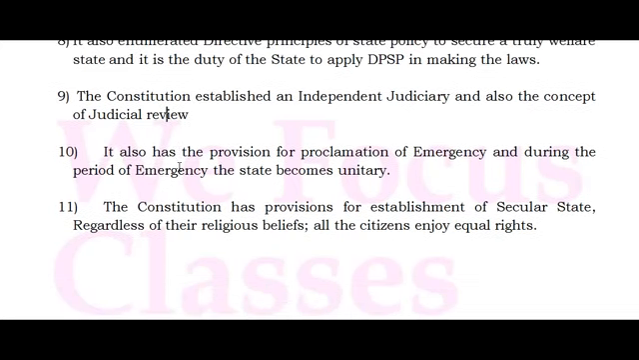It also has the provision for proclamation of an emergency, and during the period of emergency the state becomes unitary. We'll discuss what kinds of emergencies are available, where an emergency was imposed, and what happens when it is imposed. To be precise here, during an emergency the state becomes unitary, which means all the governments in the states will be suspended, and all the powers will be taken by the center. So this country will become one; the state becomes unitary.